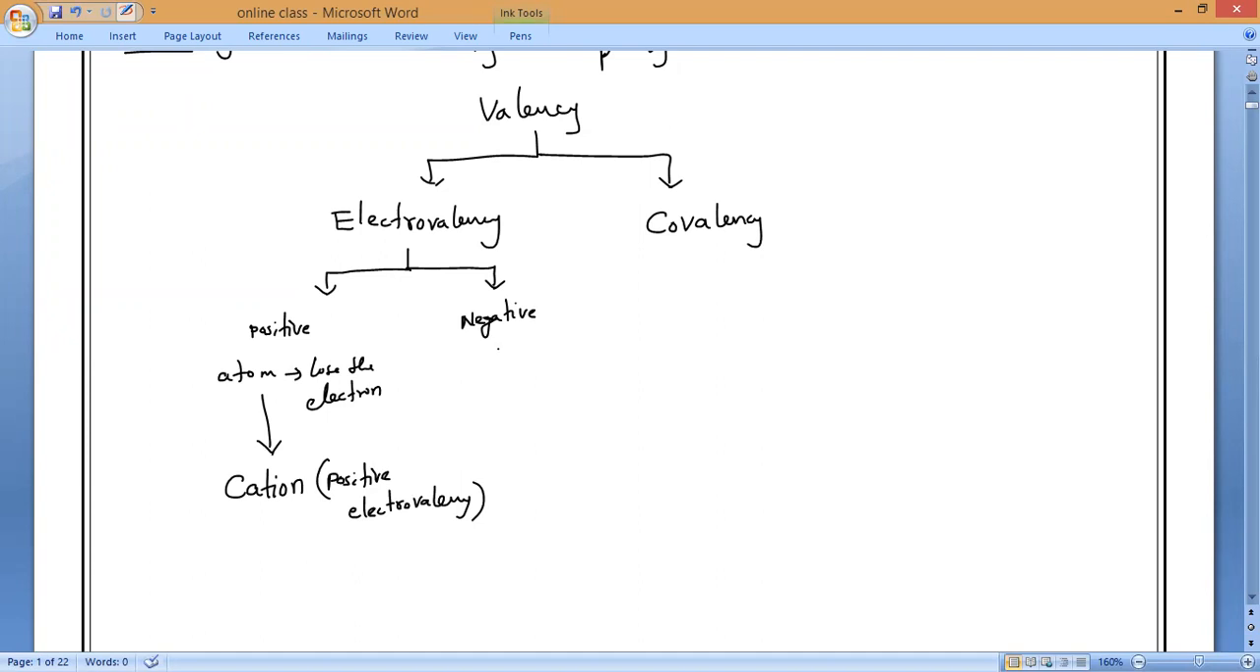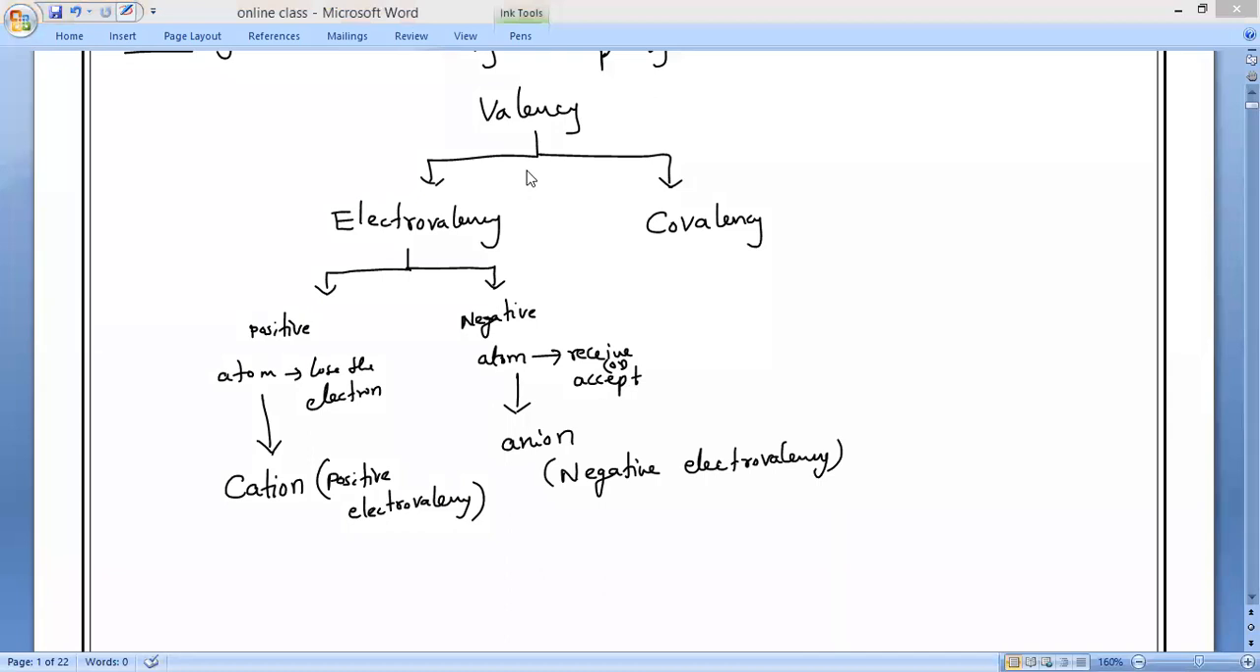Same way, if any kind of atom receives or accepts electrons, then the atom turns into which ion? It turns into an anion. So that is what we call negative electrovalency. Is it right or wrong, everybody? We all studied this in the last class.